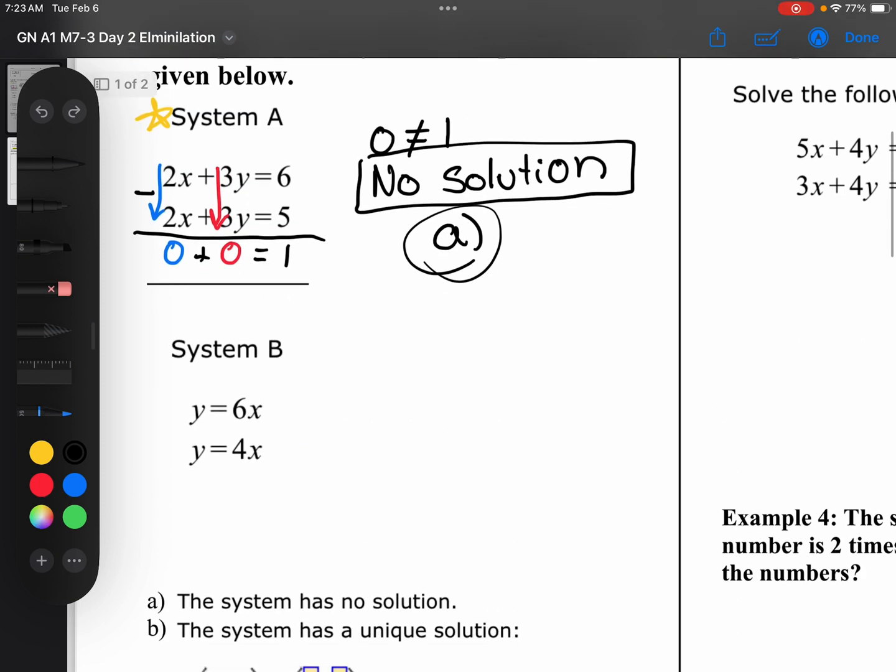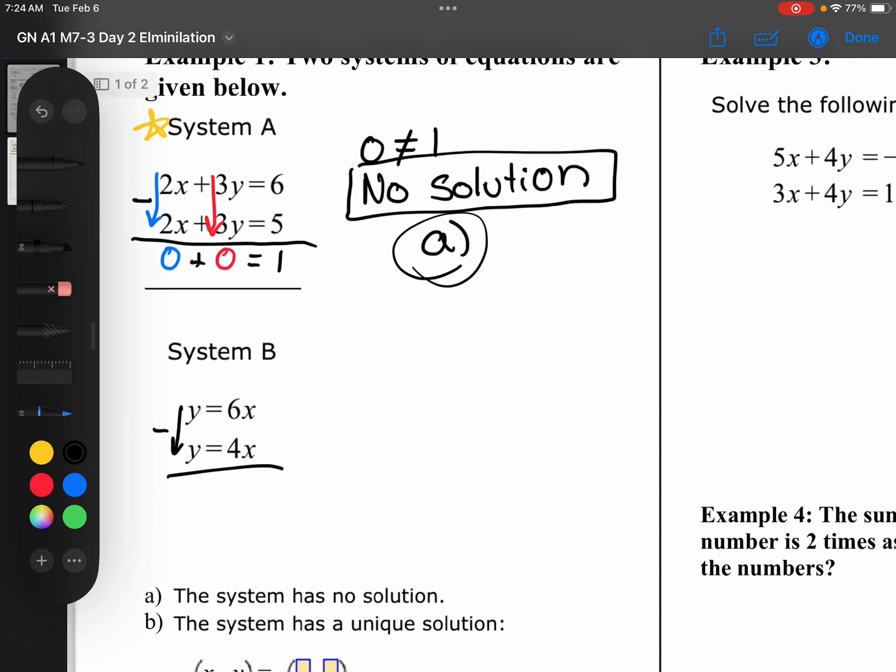Okay, so system B, we're going to do the same thing. So we want to see if we can line up some variables. Looks like these y's are exactly the same, so we're going to set it up like a subtraction problem. So I've got y minus y. That is going to get me 0. And then I've got 6x minus 4x. That's going to get me 2x.